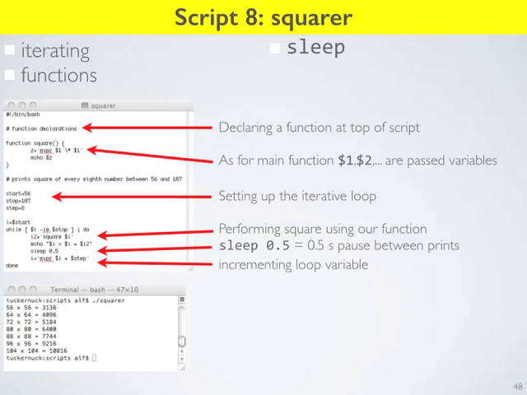Okay, so let's look at our very last script, which is square. What we're going to illustrate here is iterating. Somebody asked before, what if I don't want to just iterate over the elements of an array? What if I want an iterating loop variable that goes 1, 2, 3, 4, 5, like a loop counter? We're going to show that here.